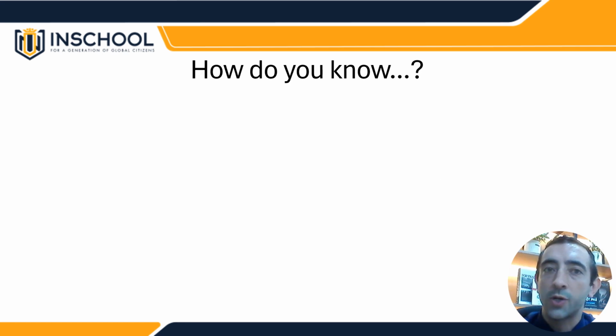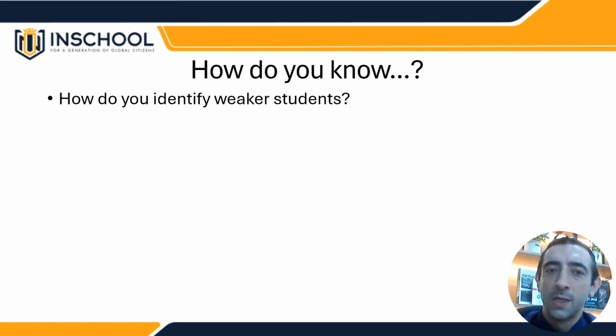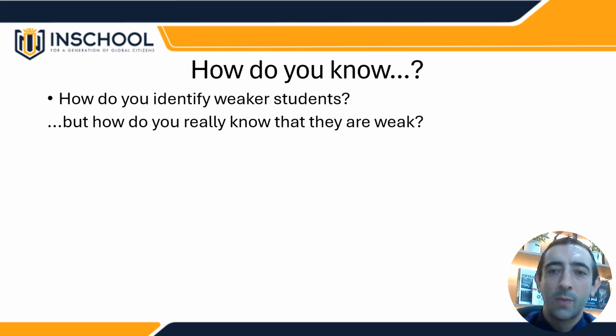Well, the first question you need to know is, how do you know? You have to know that your students are weak first, so how do you identify them? But how do you really know they're weak? If, when I ask this question, you're thinking, well, I know my students, of course I know which ones are weak and which ones are not, well, that could be one of the first mistakes that you're making.